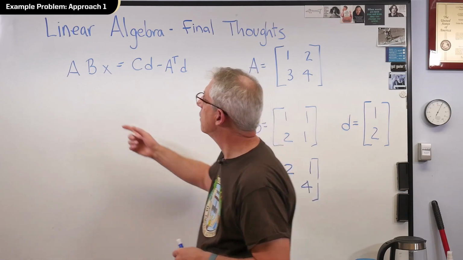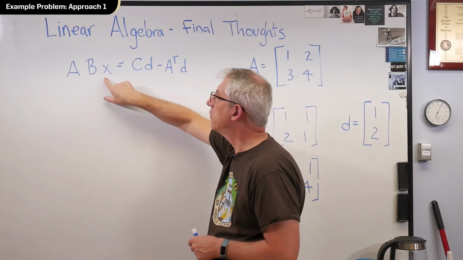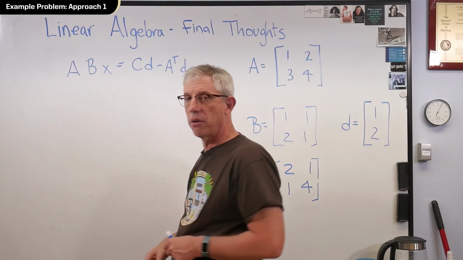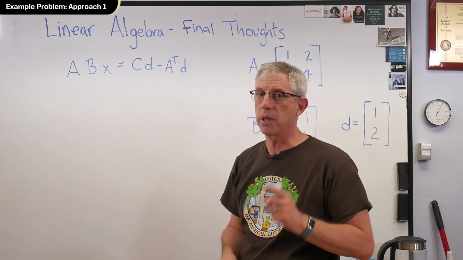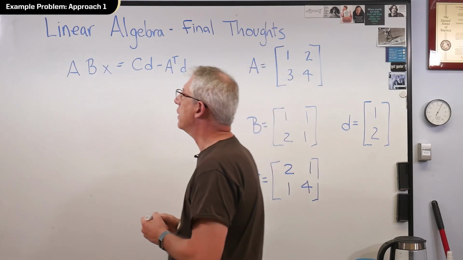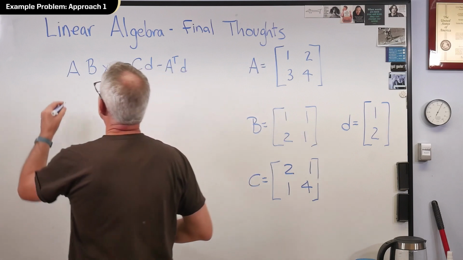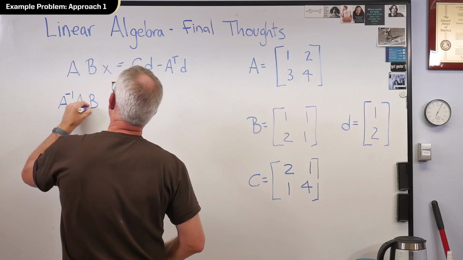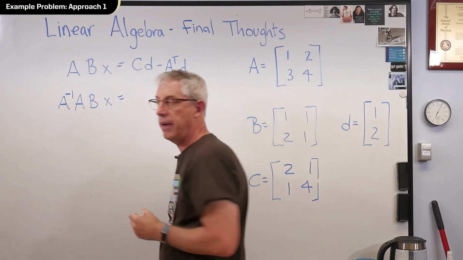So how am I going to solve for X, which is what I'm trying to solve for here? I've got to get rid of A and B on this side. Well, if these were just numbers you just divide through, well, you can't do that with matrices, but you can come close. Let's try this. There's a couple of ways to handle this. Let's pre-multiply by the inverse of A.